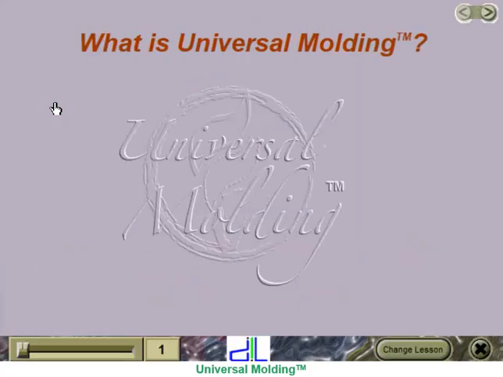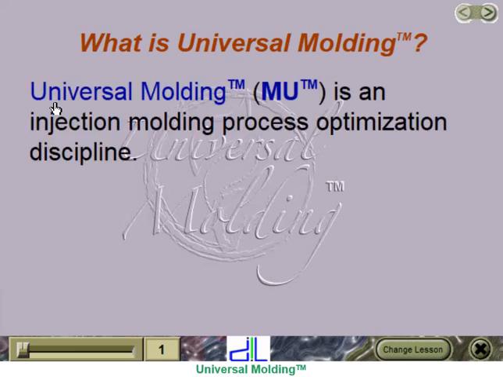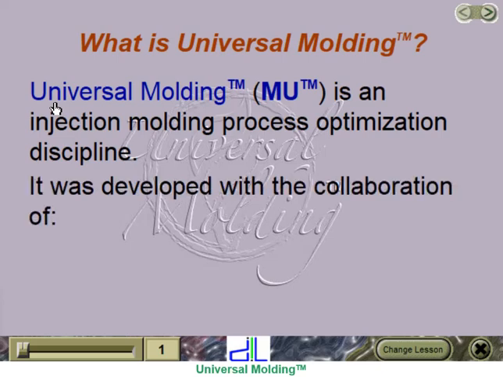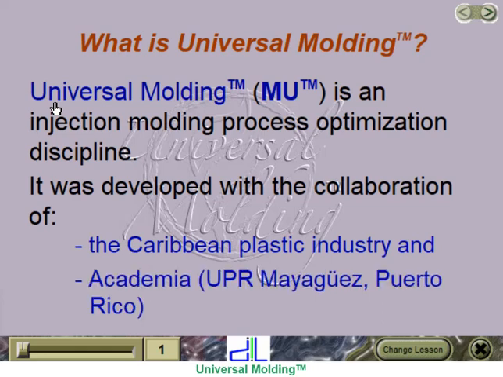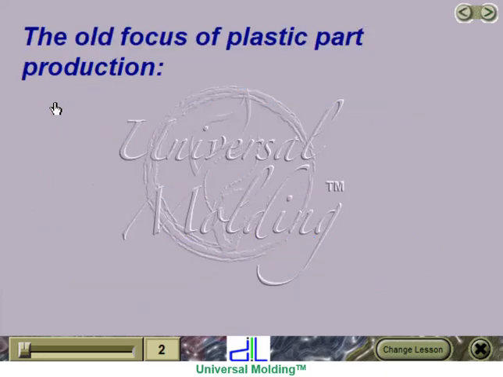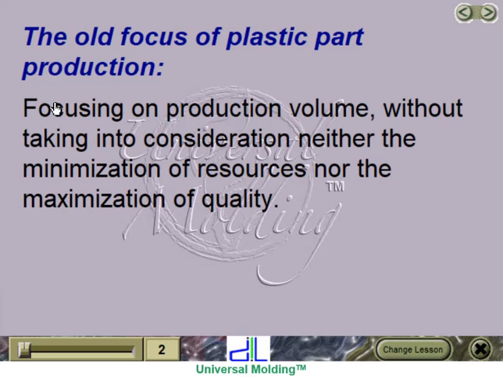What is universal molding? Universal molding, also known as MU, is an injection molding process optimization discipline. It was developed with the collaboration of the Caribbean plastic industry and academia, the University of Puerto Rico in Mayagüez. The old focus was on plastic part production, focusing on production volume, without taking into consideration neither the minimization of resources nor the maximization of quality.